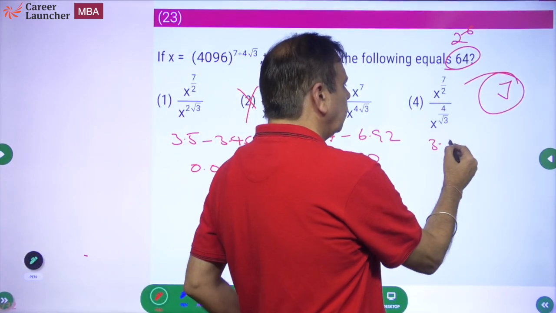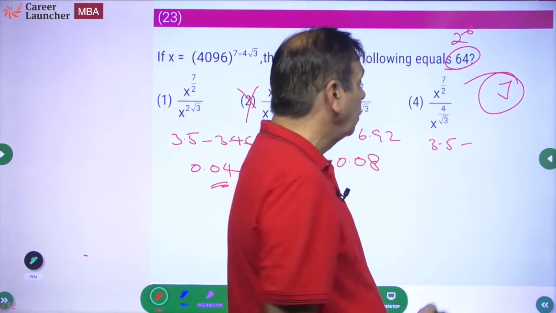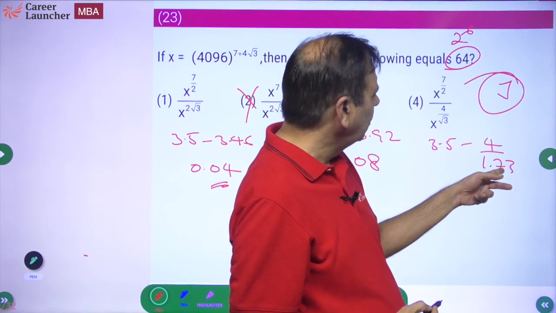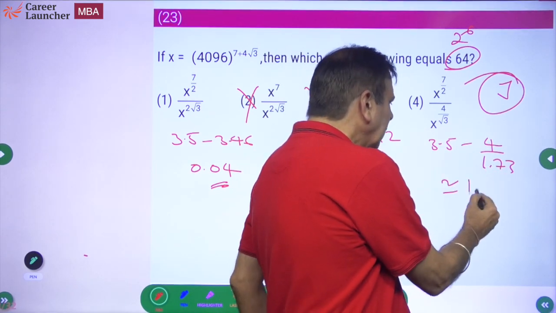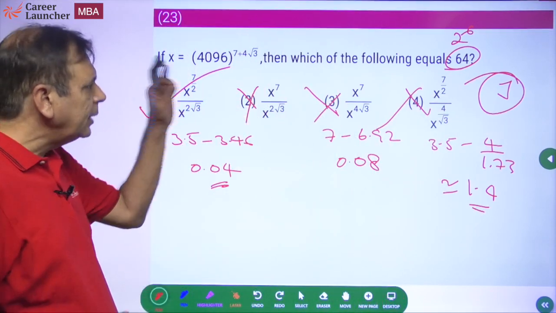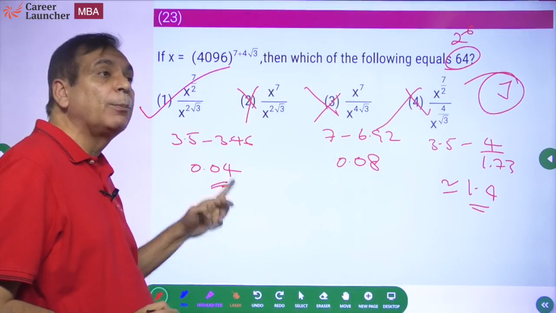What about this? 7 by 2, 3.5 minus 4 upon root 3. 4 upon 1.73. Can I say this is slightly more than 2? So this will be approximately 1.4 or 1.5. Wrong choice. Correct answer. So the key thing to understand is you can always approximate.